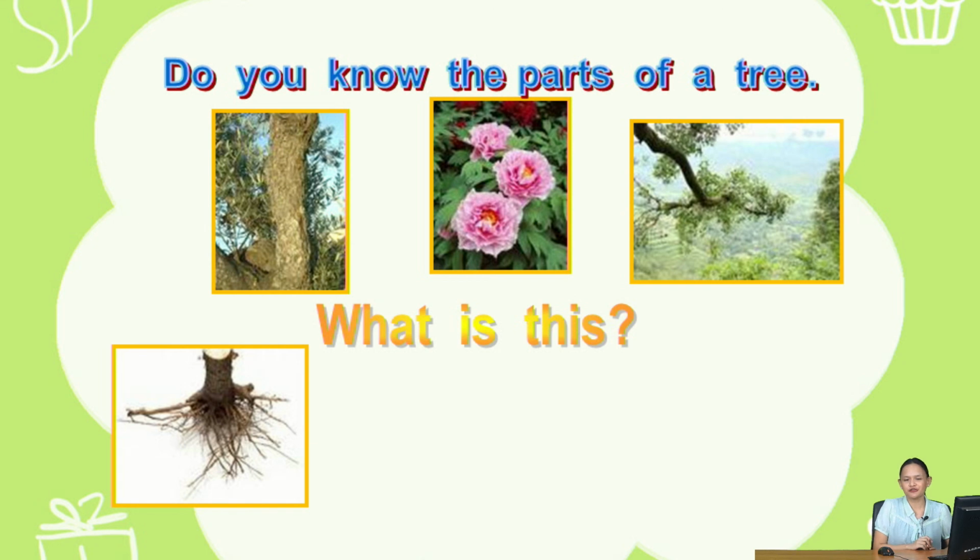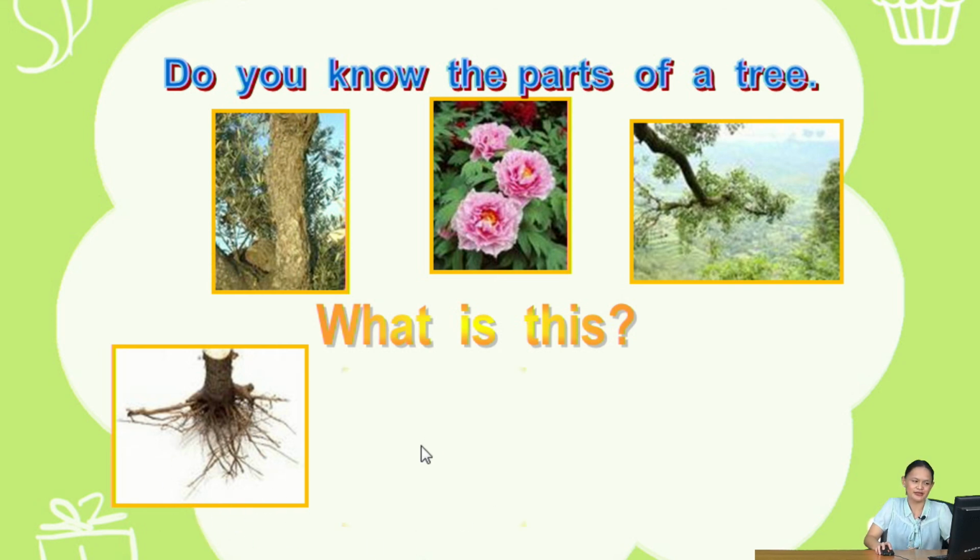That part of a tree, we can see it on the lower part of a tree. It supports the whole tree. So what do you think is this? Is this a branch? No. This is a root. Root or roots. So this is an example of roots.